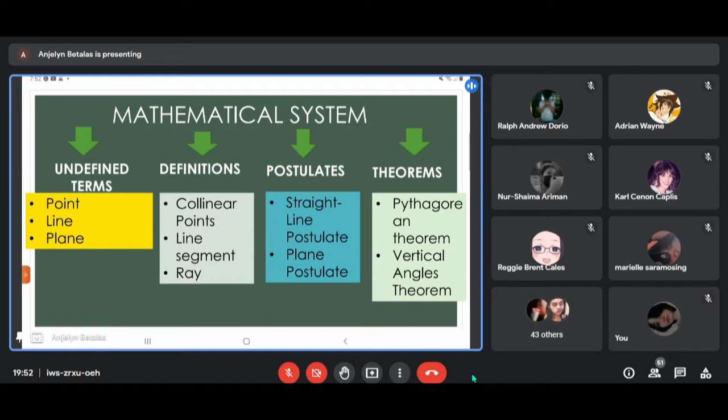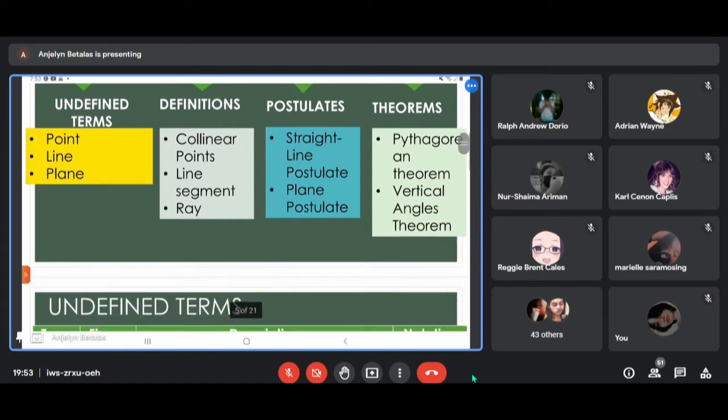Undefined terms, we may have encountered since elementary. The building blocks of geometry: point, line, plane. They are undefined terms. The definitions are derived from undefined terms or other terms. These are collinear points, line segment, ray. For postulates, examples are the straight line postulate and the plane postulate. These are just samples, but there are many, class. There are many in the summary in your module. For theorems, examples are the Pythagorean theorem and the vertical angles theorem. There are many, this is just a sample.